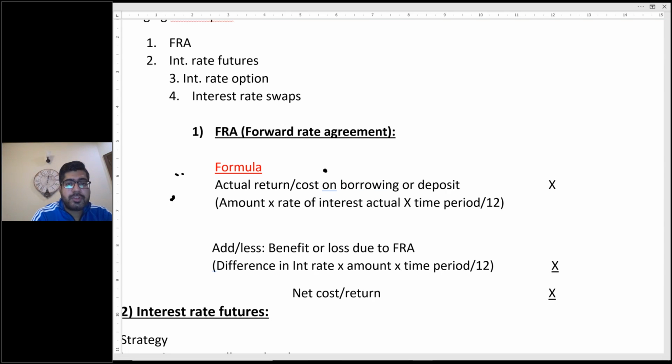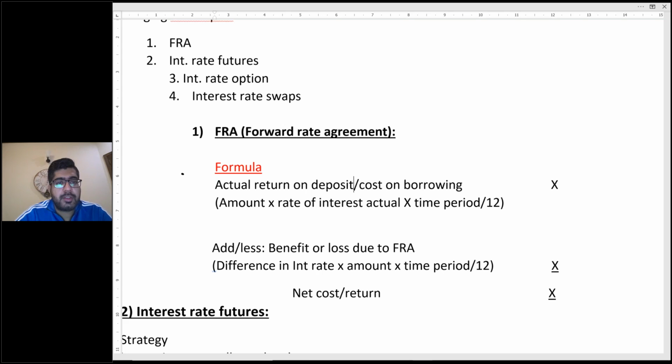actual return on deposit or actual cost on borrowing, right? Maybe the question gives you a payment case, maybe the question gives you a receipt case, we cannot guarantee. Like in currencies, sometimes you get a payment case, sometimes you get a receipt case. Here also in interest rates, sometimes you may get a borrowing case, you may get a deposit case. So you need to record the actual return on deposit or actual cost of borrowing.